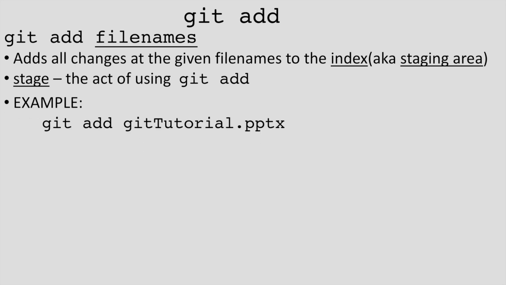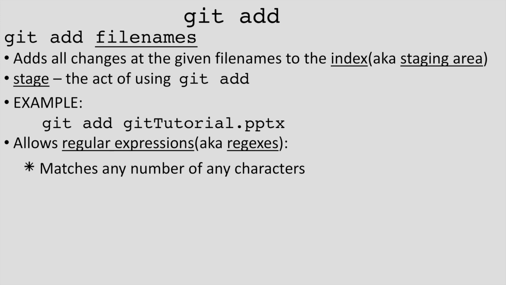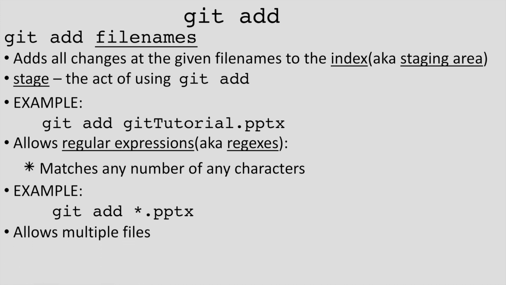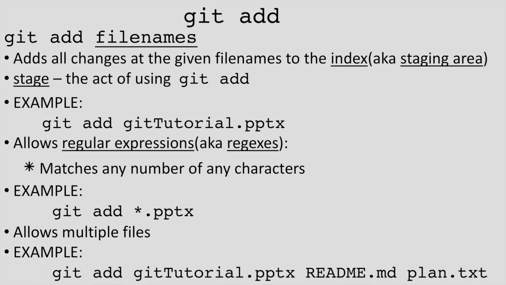Example, git add gettutorial.pptx. This command allows you to use regular expressions, or regexes. The only one I know is the star. The star matches any number of any characters. For example, git add star.pptx. That will add all the pptx files in the current directory. This command allows multiple files, which are passed as different command line arguments. For example, git add gettutorial.pptx, readme.md, and plan.txt.